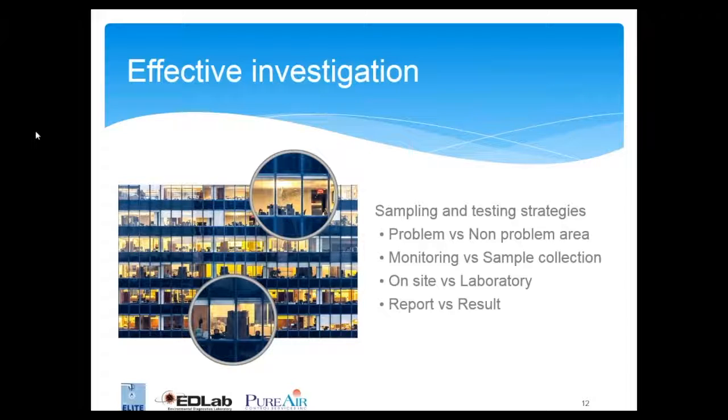So the sampling and testing strategy should be determined very carefully, and it should be very minutely crafted based on certain information, such as studying the problem area where the people are complaining most versus the non-problem area where people are not getting that much experience of bad symptoms, etc. Then monitoring versus sample collection. Sometimes the monitoring is going to tell a lot of things, such as higher humidity, higher temperature, lower temperature. These kinds of things are going to tell the vulnerability of that particular space to infection.